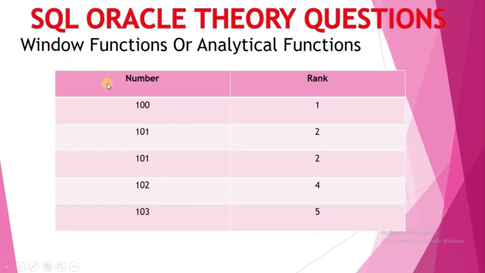For example, these are the number column values: 100, 101, 101, it is repeated here twice, 102, 103. What does the rank do? It assigns rank 1, 2, and again it is 101, so it assigns 2, and then it skips the next rank, and for the 102 record it assigns rank 4 because 3 is skipped here. Then for 103 it assigns rank 5. So this is what rank does.